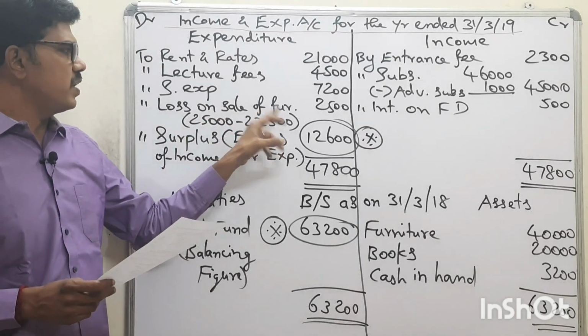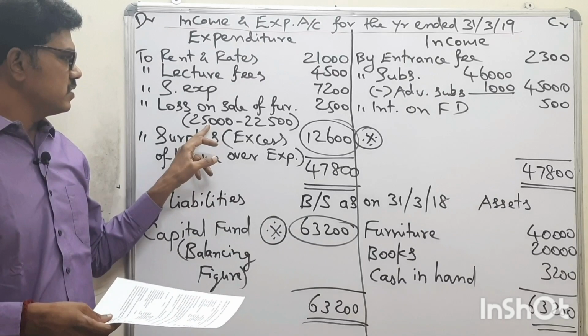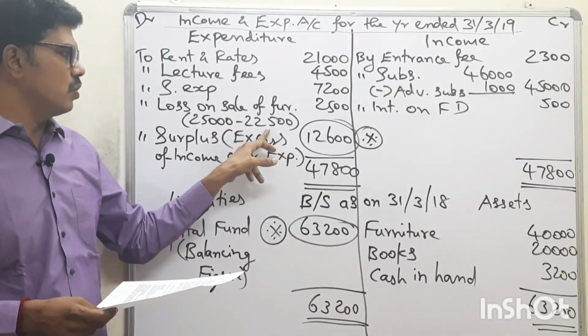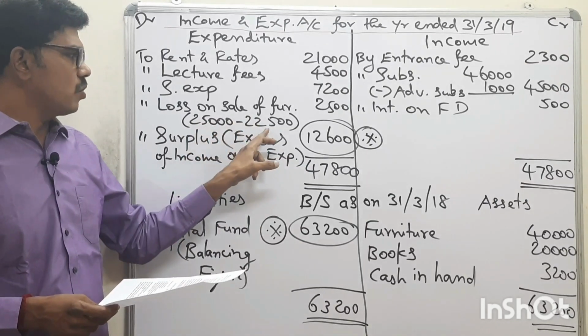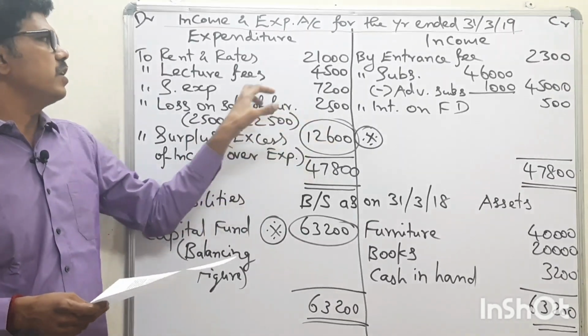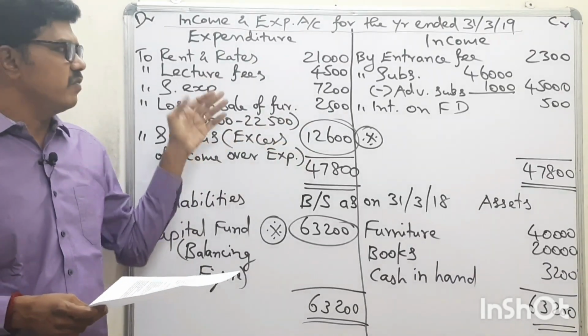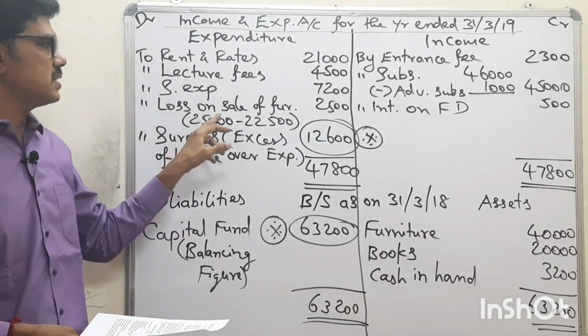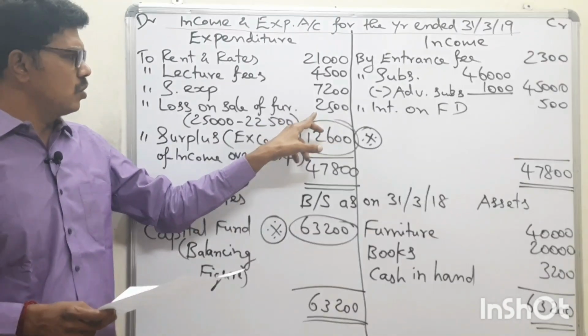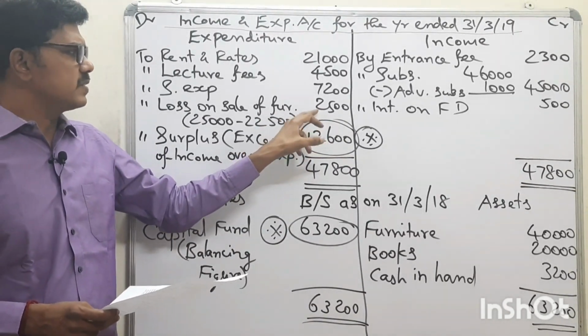Loss on sale of furniture. 25,000 is the book value, whereas the club has sold it for 22,500 only. So 25,000 minus 22,500, 2,500 is the loss. By using the rule debit all expenses and losses, we record all the expenses and the losses in the debit side by using the nominal account rule. So this is the loss.